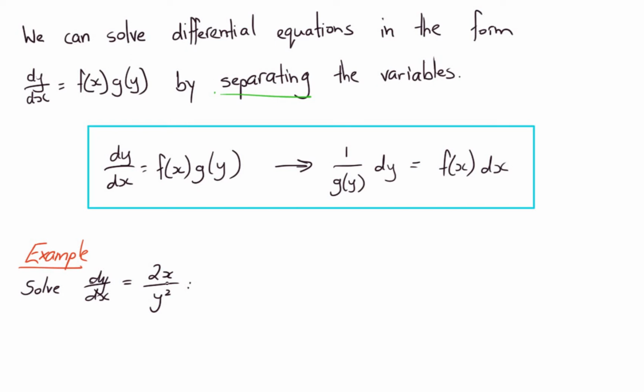So let's do that for the example that we were looking at. First, we've got to separate the variables. So we're going to take this y squared and multiply it across, and we'll take the dx and multiply it across, cross multiply. So y squared dy on the left, and 2x dx on the right. And then, like I said, we can now integrate both sides. And finding the integral of both of these functions is something that we can do.